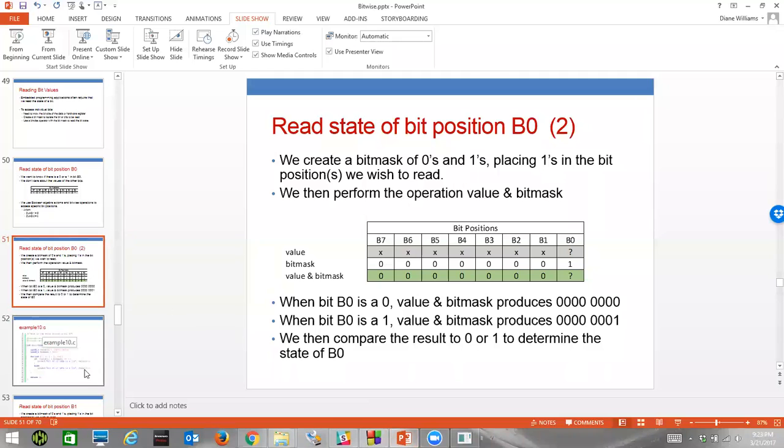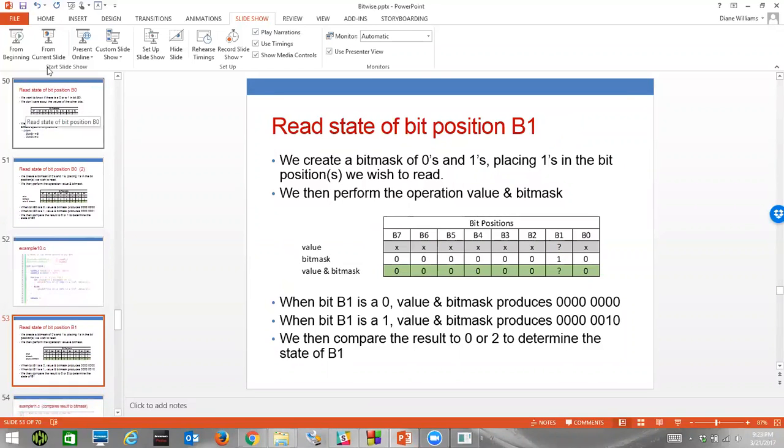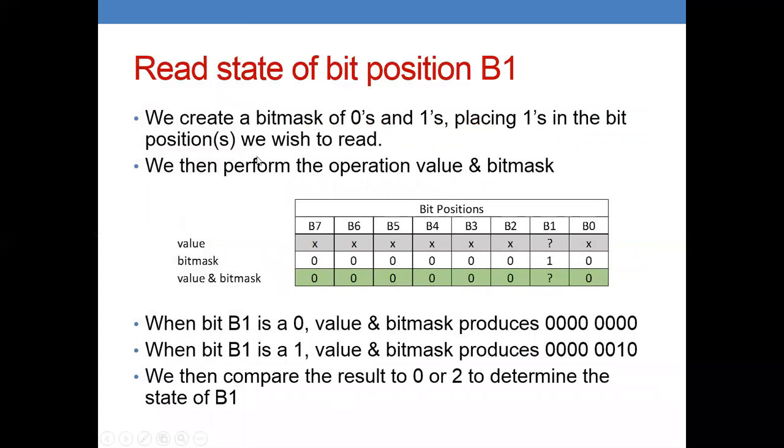Okay, let's take a look at what happens if we want to check bit position B1. We're still going to use a bit mask, but now bit position B1. We don't care what's in B7 through B2. We don't care about B0. We care about B1. So what we do is, like we said, we put zeros in every place. So our bit mask contains zeros for the ones we don't care to read. For the bit we do care to read, we place a 1.